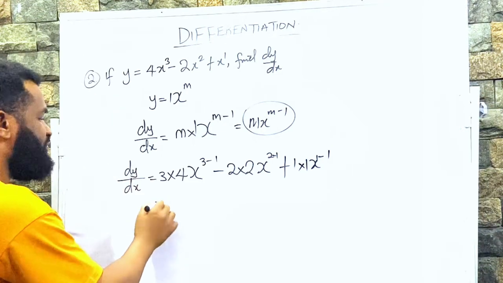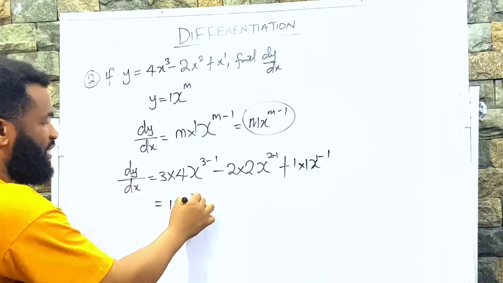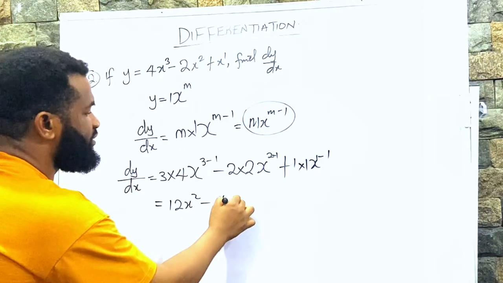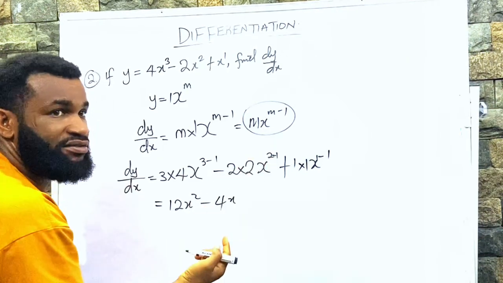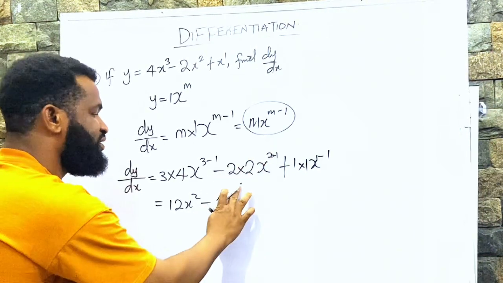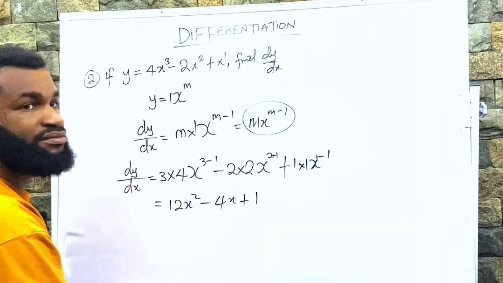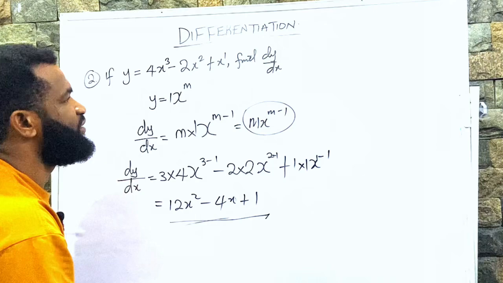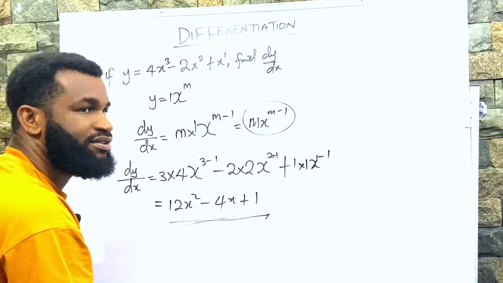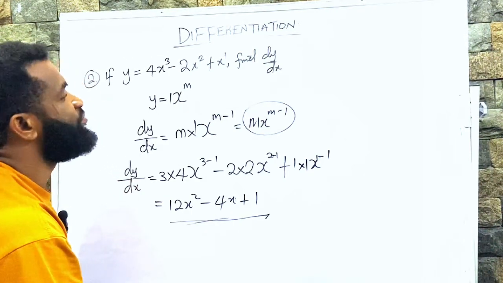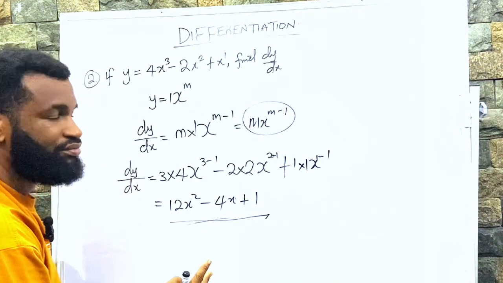So at the end, you have that the answer is 12x squared minus 4x. 2 minus 1 is just 1, you don't need to write it. Plus, everything here is just 1. That is the derivative. It's correct, right? All right, so this is number 2.